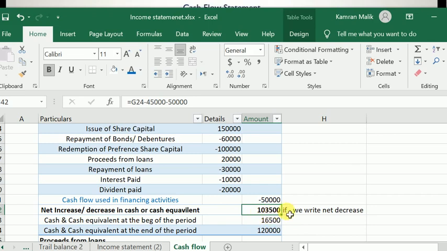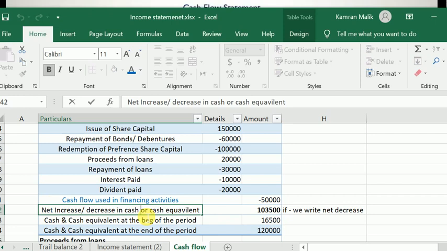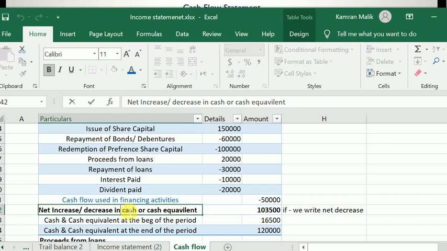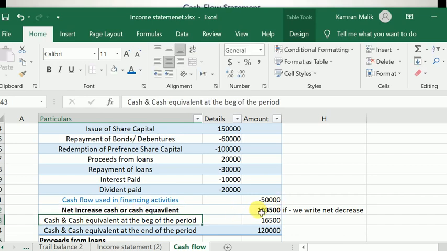And there are also two statements to understand here. If this is an increase, if this is positive, we say net increase in cash or cash equivalents, right? Net increase in cash or cash equivalents. And if it is minus, then we write net decrease in cash or cash equivalents.